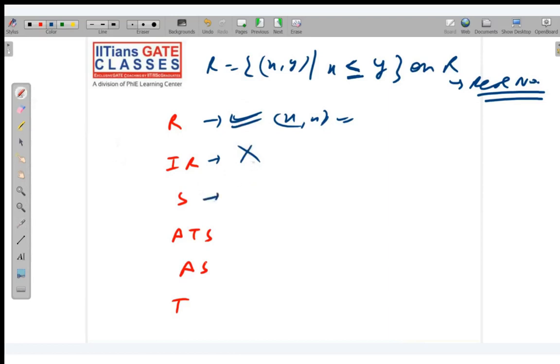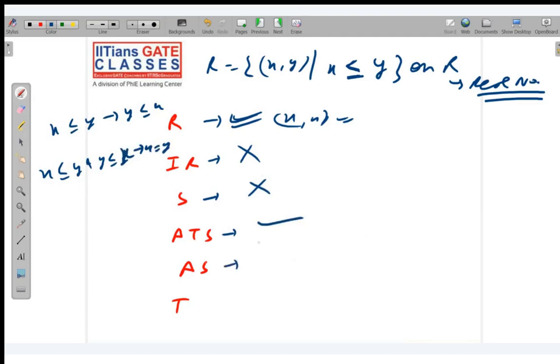Yes, sir. What about my symmetric? When can you say x is less than or equal to y implies y is less than or equal to x? No, never. Antisymmetric, when x is less than or equal to y and y is less than or equal to x implies x is equal to y, 100%. Asymmetric, no. Why? Because antisymmetric and reflexive both. Transitive, yes. Why? X is less than or equal to y and y is less than or equal to z. Conclusion is x is less than or equal to z.